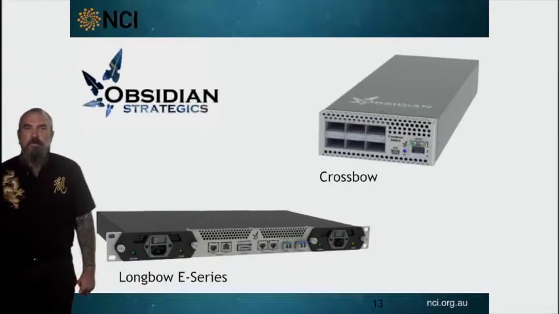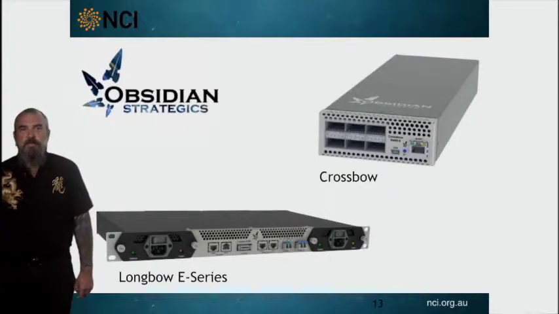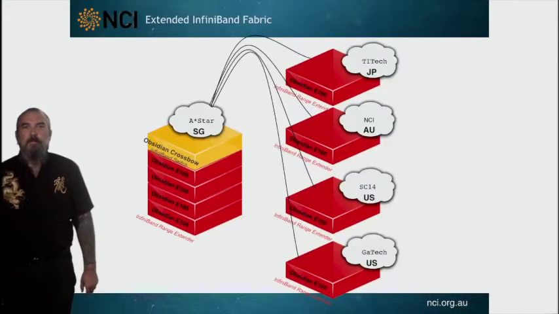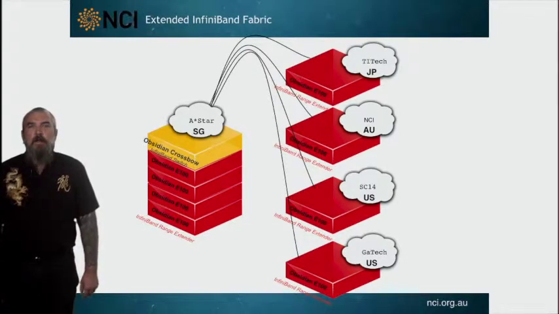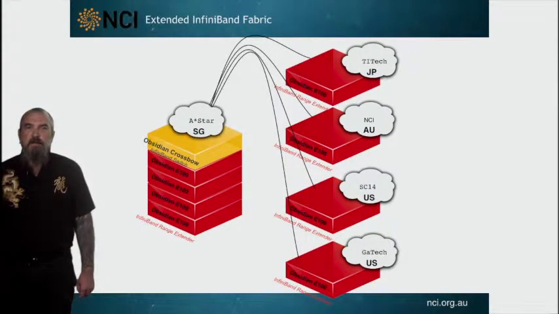Integral to this operation was equipment supplied by an organisation called Obsidian Strategics, who have kindly loaned us both their Crossbow InfiniBand switch and a number of Longbow E-series InfiniBand extenders. Our extended InfiniBand fabric was based in Singapore with a star topology connecting partners in Japan, Australia, 2 sites in the US, one at the show floor at Supercomputing, the other at Georgia Tech.